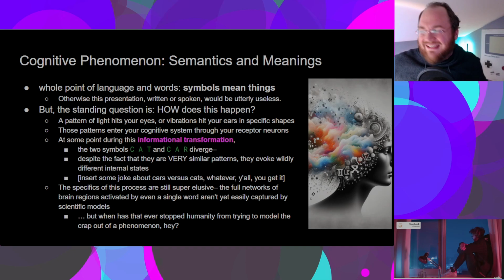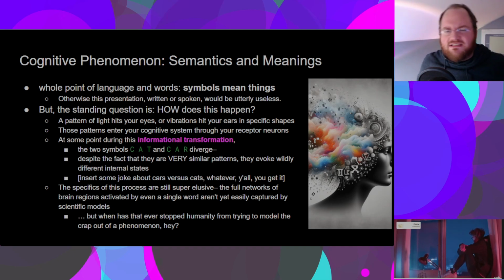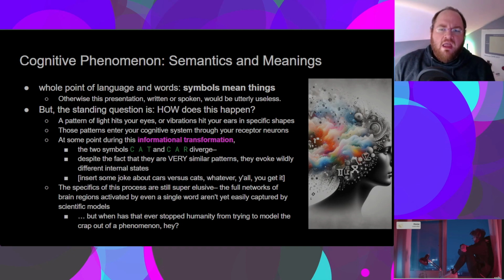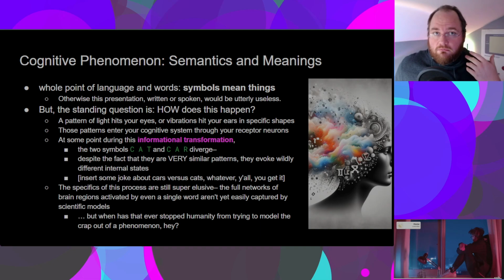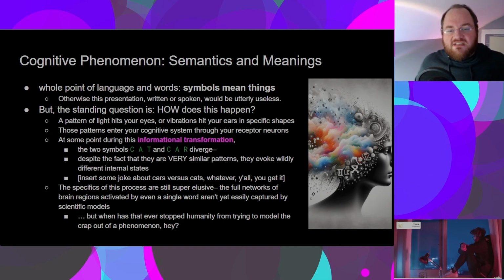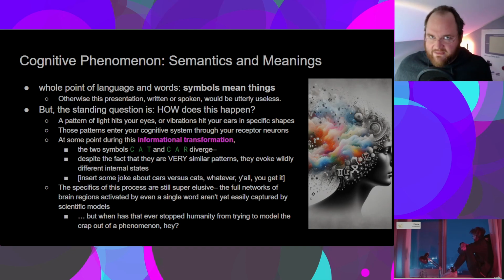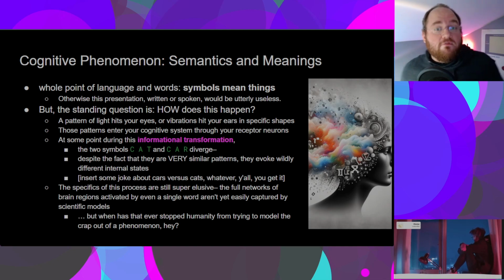Electrically. No. Electricity is involved. Or rather, electric potentiations. It's a subtle distinction there. So, the words are now inside the brain, somehow. But at some point during this transformation, right, the information goes in and starts to transform, the two symbols CAT and CAR diverge, right? They don't end up activating things that are close together. They end up activating things that are actually quite disparate, very different things.